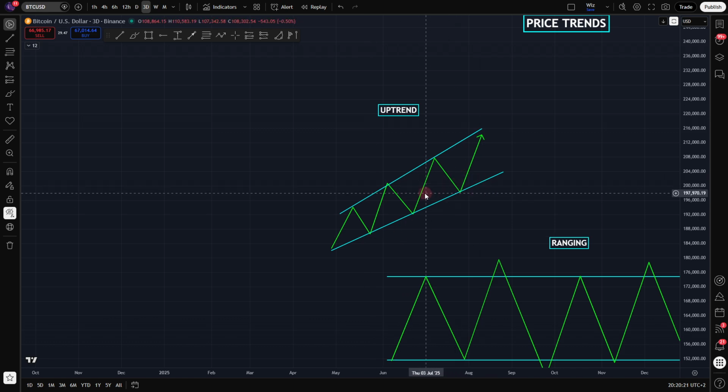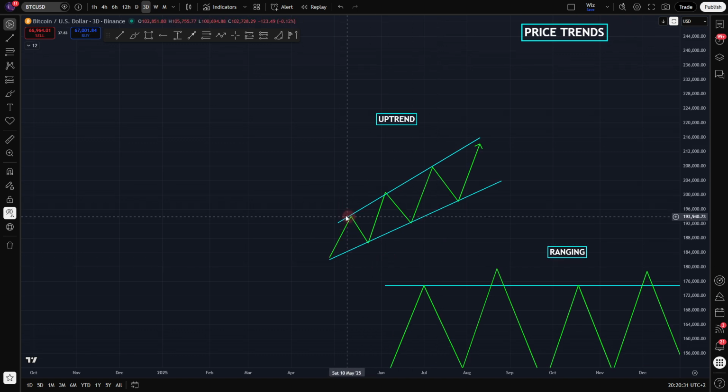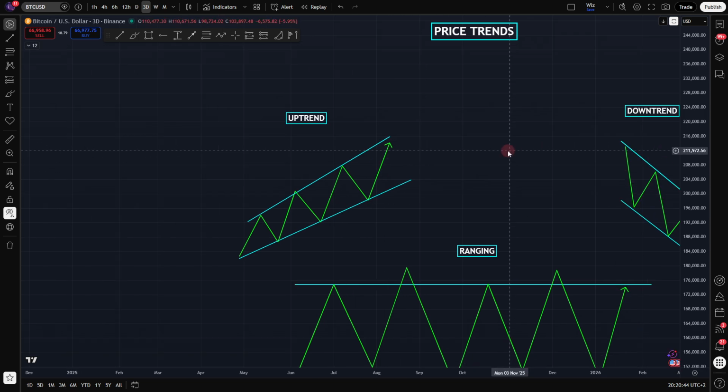The most important thing to understand is that when you're in an uptrend, the expectation is continuation to the upside until the structure breaks. So instead of trying to short every green candle, your bias should align with the direction of the structure and try to long the dips. Trade with the flow, not against it.